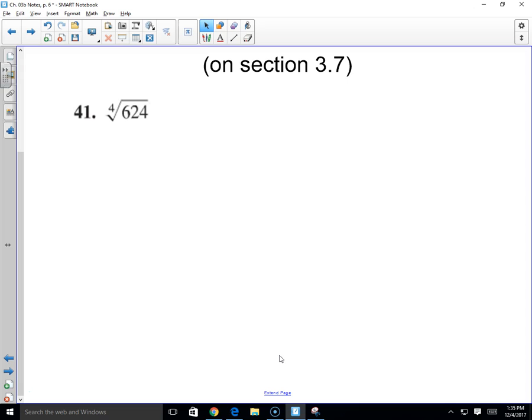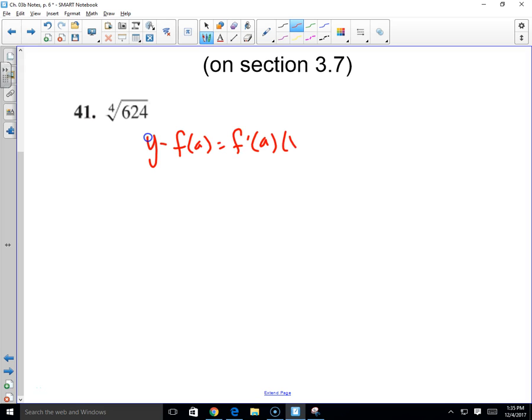Okay, looking at number 41. In order to do a tangent line, what do we need? We need a derivative, but before we need a derivative, we need a function. So looking at this guy, guys, who is our function? Who's f of x? Yeah, the outside part, the root.